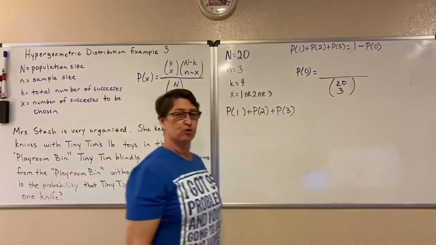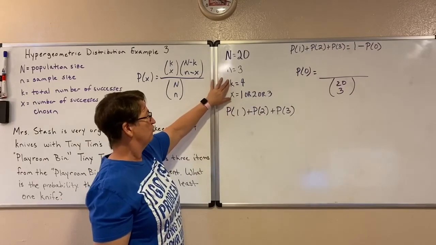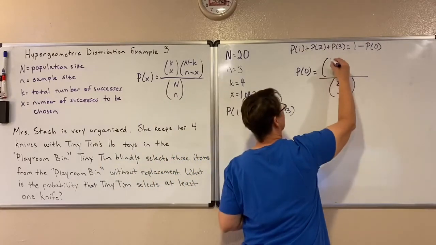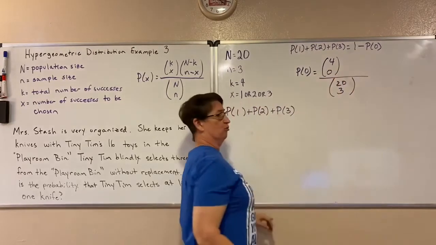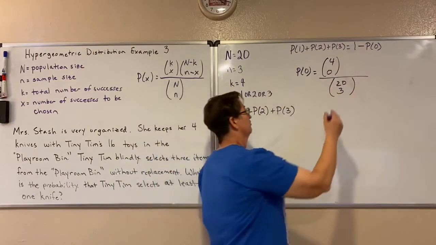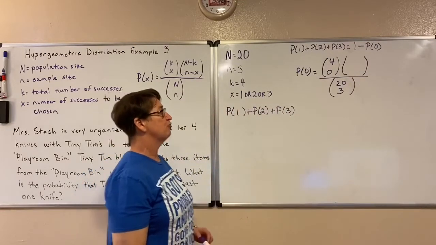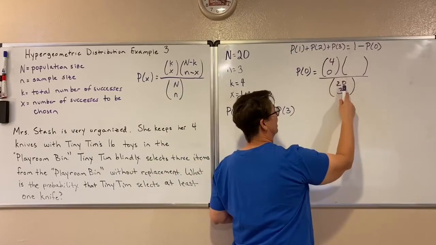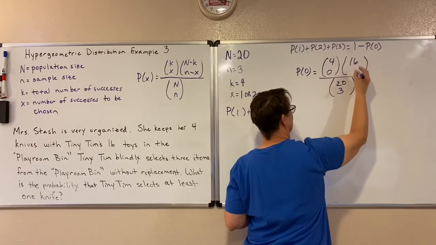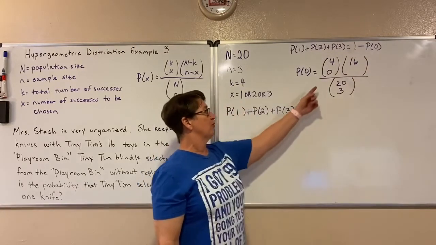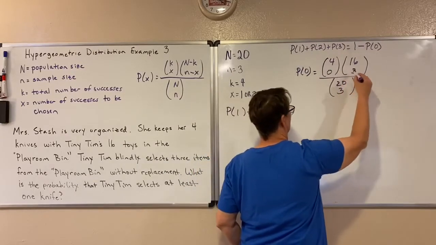And in the numerator, we're going to put what he's looking for, the total number of successes. So he has a total number of 4 knives, but we're going to find that complement, so we just want 0 there. So now, if there are 4 knives or 4 successes in there to make up the 20, well, how many toys are there or how many failures are there? There are 16. And if he is choosing 0 knives, how many of the toys would he have to choose? He would have to choose 3 toys.